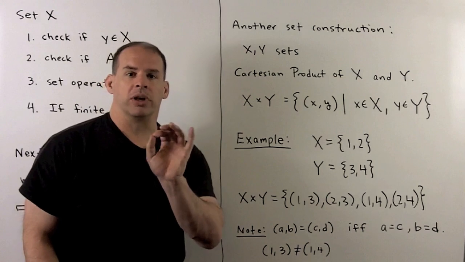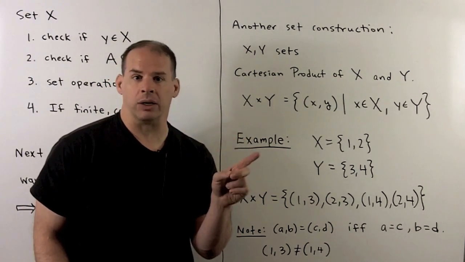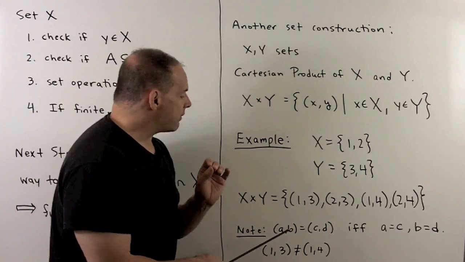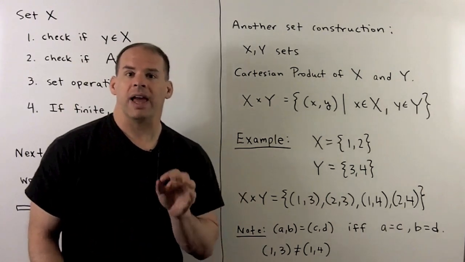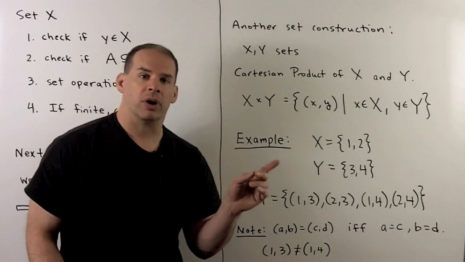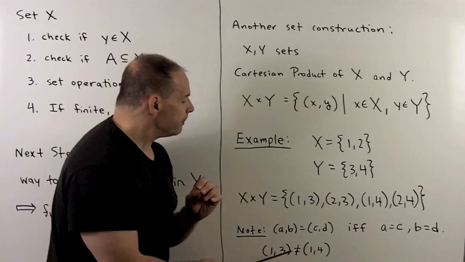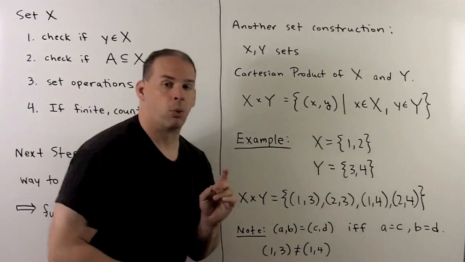Now, if we want to compare elements, okay, we have to tell when two points are equal. So I'll have that the ordered pair (A, B) equals (C, D) if and only if A is equal to C and B is equal to D. So for instance, if we compare (1, 3) and (1, 4), they're not equal because 3 is not equal to 4.